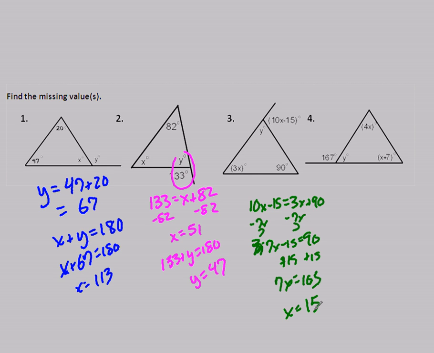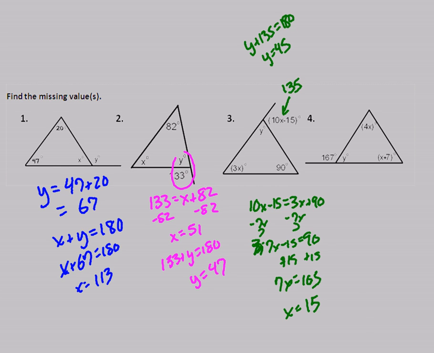To get y, I need to plug 15 back in. I'm going to plug it back in up here. When I do that, I get 150 minus 15, so 135 degrees. So that means y plus 135 will equal 180, which means y will equal 45 degrees for that one.